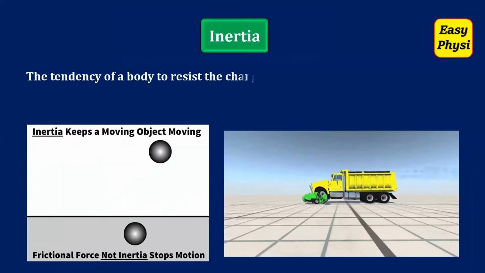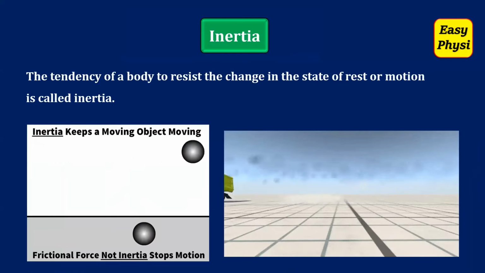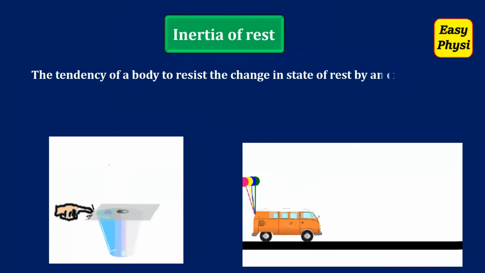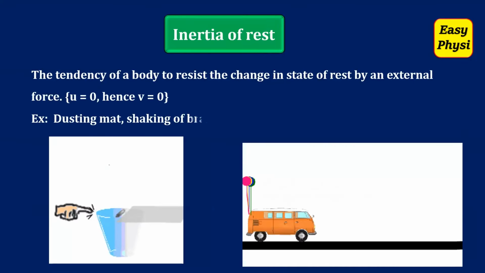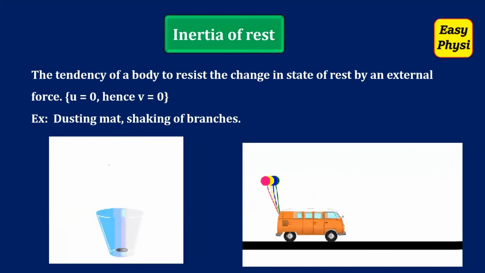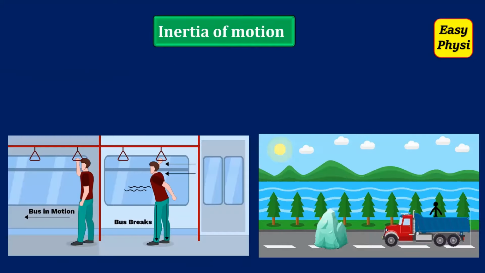Inertia. The tendency of a body to resist the change in its state of rest or motion is called inertia. Inertia of rest: the tendency of a body to resist the change in its state of rest by an external force. If initial velocity is equal to 0, then final velocity is also equal to 0. Examples are dusting a mat and shaking of branches.